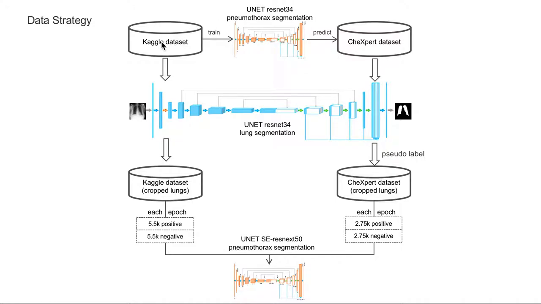The competition dataset and the CheXpert images were cropped by using the UNet I introduced before, and then were fed into a SIIM UNet. I oversampled the positive samples to keep the positive and negative samples equal in every epoch. The pseudo-label samples were sampled to be half of the competition samples.